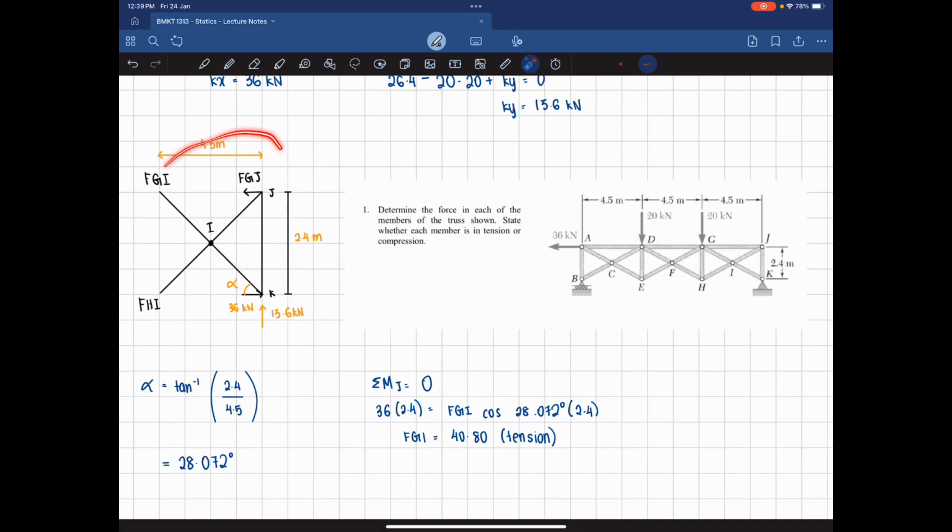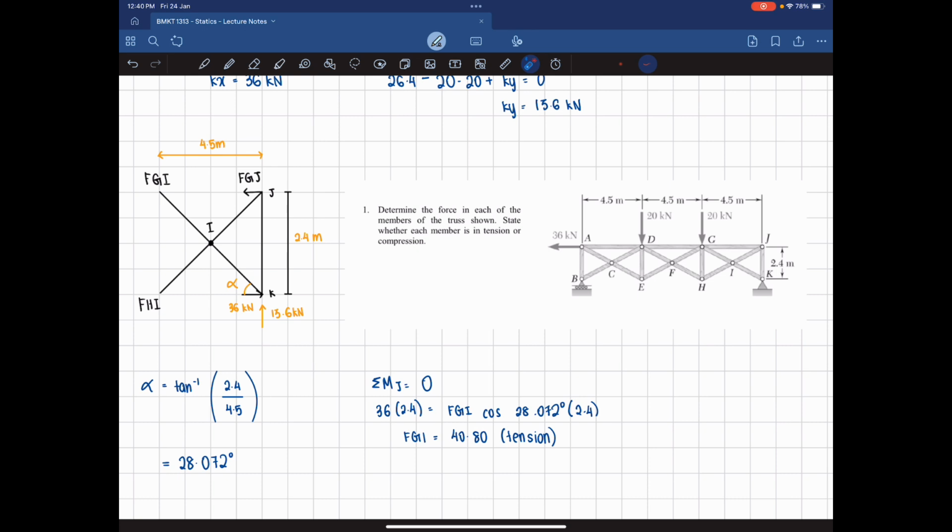For this section, we use the method of sections to find this member. In order to find FGI, we use this formula, which is tan inverse, and we put here the value for the opposite, which is 2.4, over 4.5, and we get the answer 28.072.